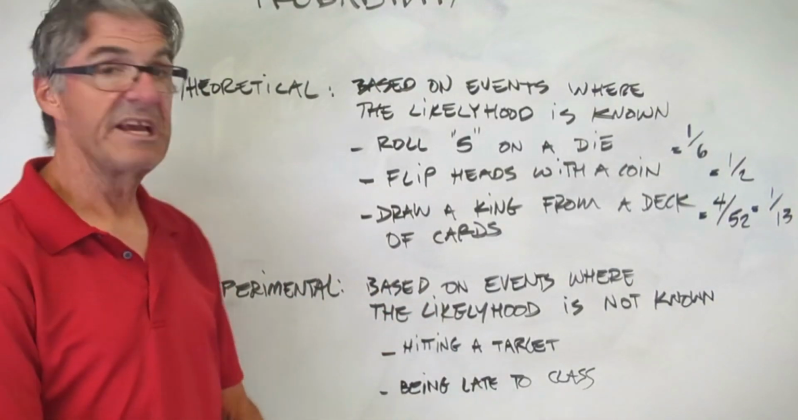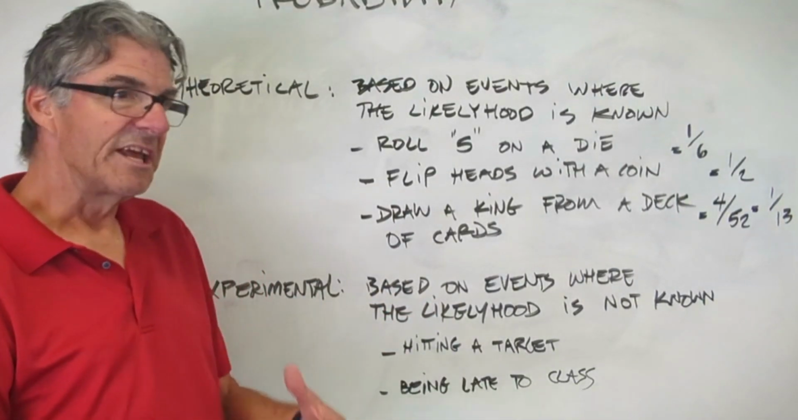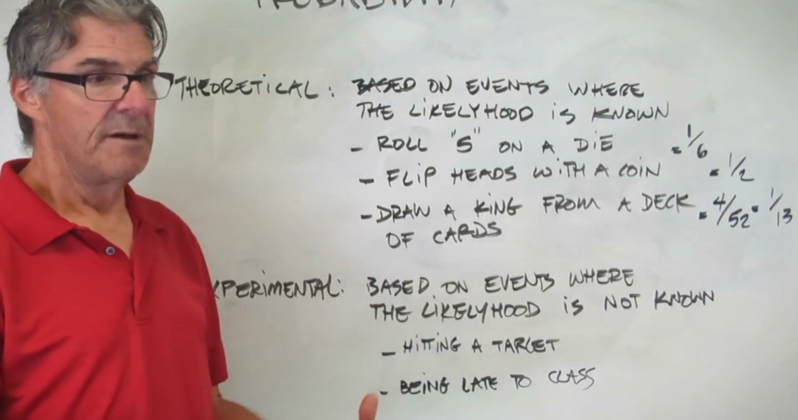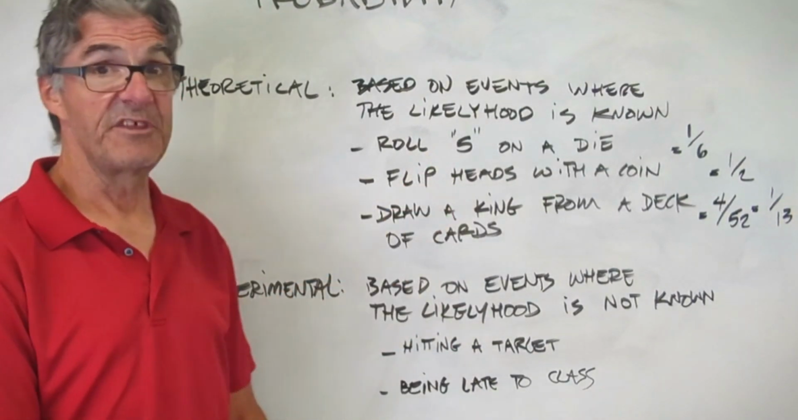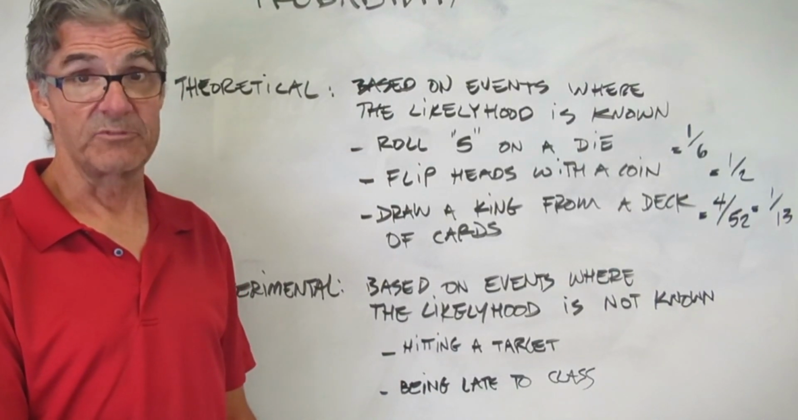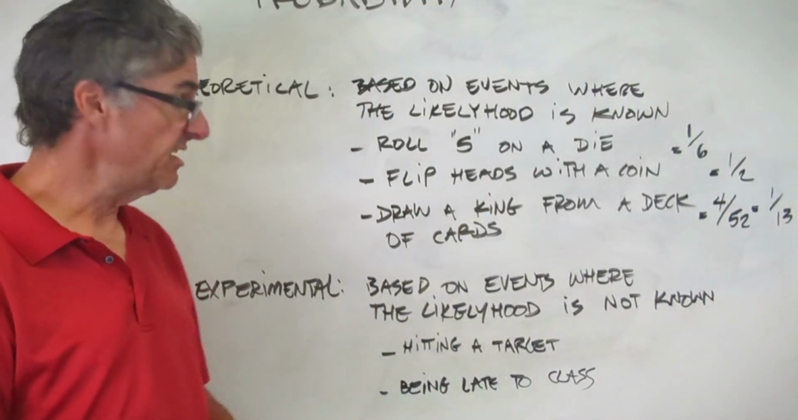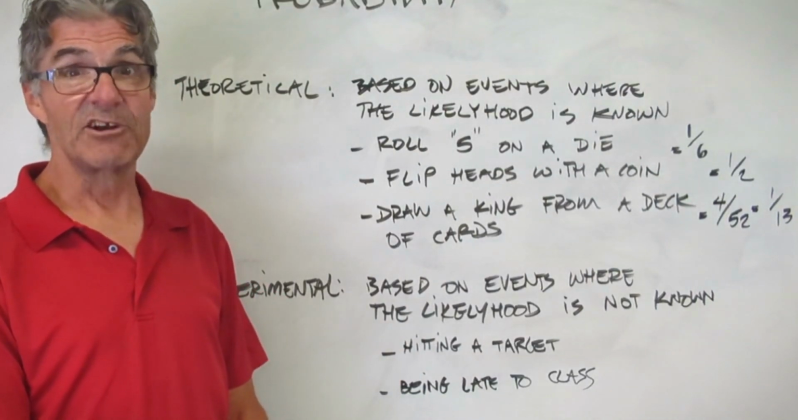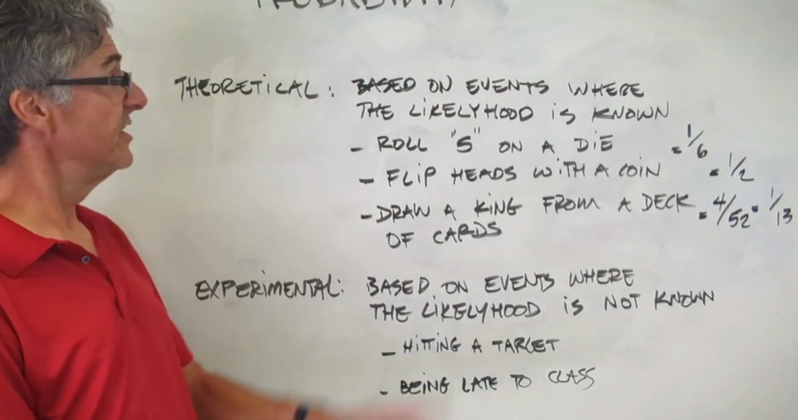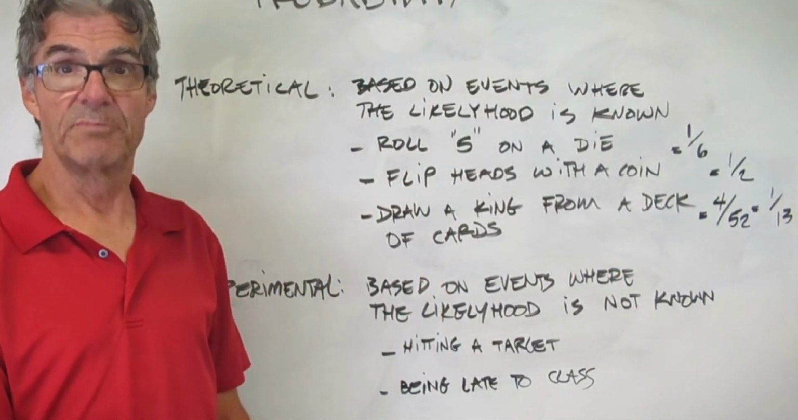Same thing with being late to class. Some people are late to class more often than others, but to be able to quantify the exact probability as we can in theoretical probability is not possible. But we do have techniques to calculate experimental probabilities, and that will come in a later lesson. Today what we're going to do is spend time on theoretical probability.